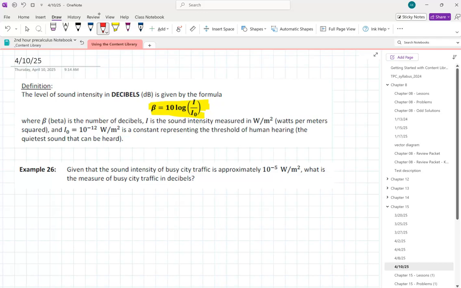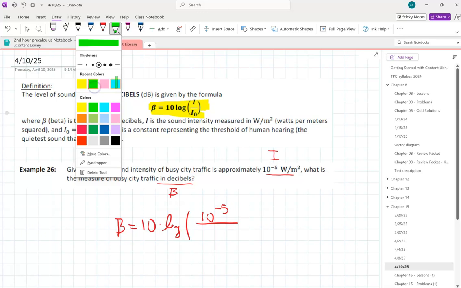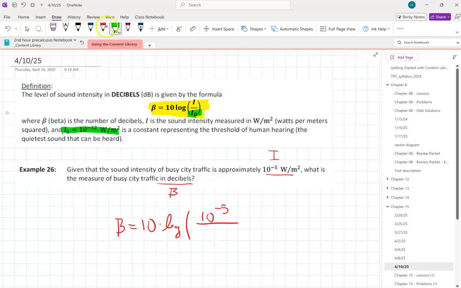Given the sound intensity of busy city traffic is approximately 10 to the negative 5 watts per meter squared, so this is my I, what is the measure of the city traffic in decibels? What we're looking for then is the beta. So I'm just going to plug this in. And I naught is always this constant.